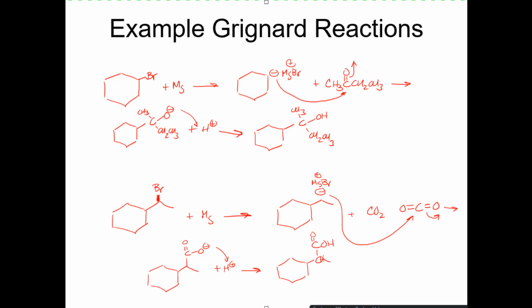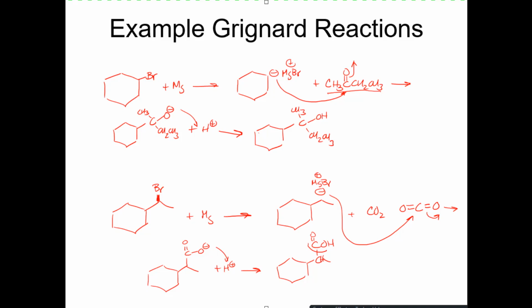So I could go ahead and add the carboxylic acid group to the original alkyl halide. Okay. So in all these cases, what I'm doing is, two of the three groups were in the original molecule. And then I'm adding a third alkyl group to form a carbon-carbon bond.